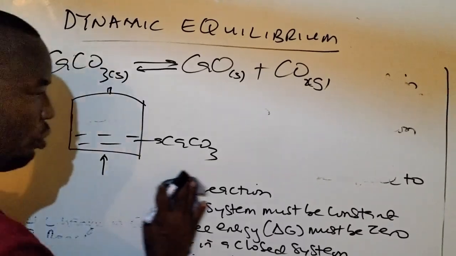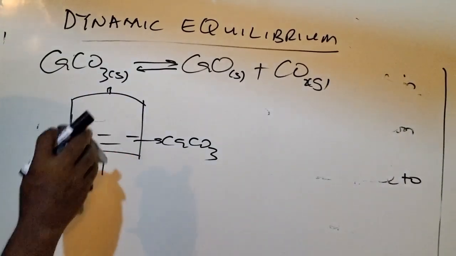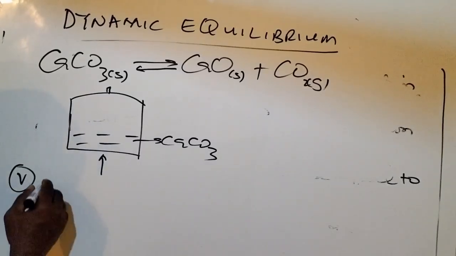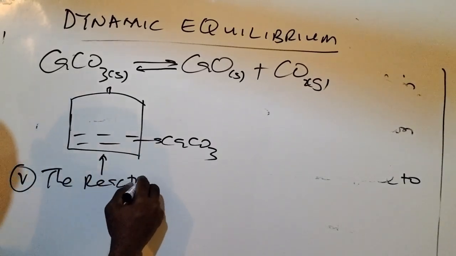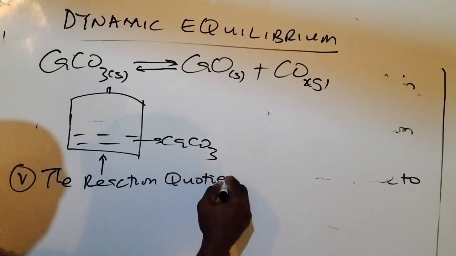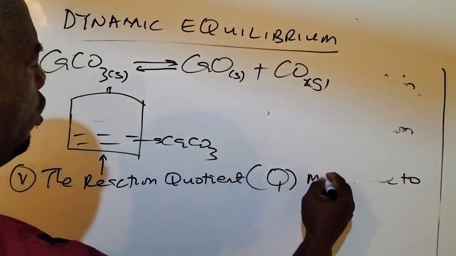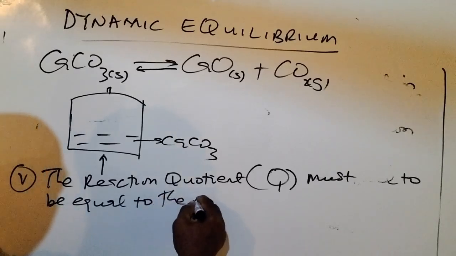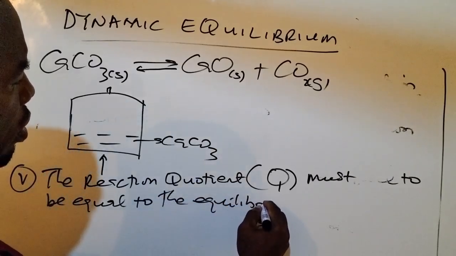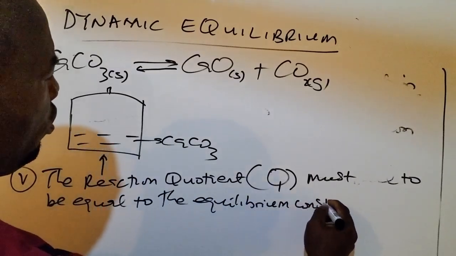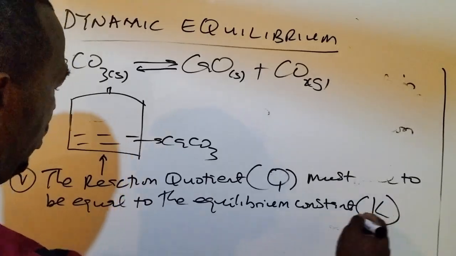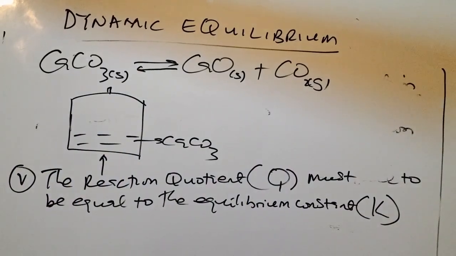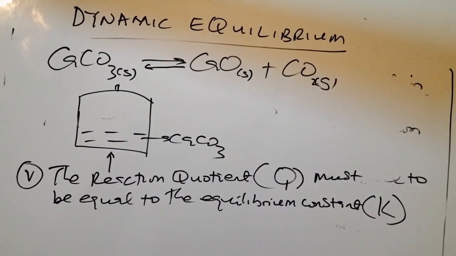Then the fifth condition for us to have dynamic equilibrium is that the reaction quotient, which I write as Q, must be equal to the equilibrium constant K. So we're going to elaborate on this as we go on. This number 5: the reaction quotient must be equal to the equilibrium constant.